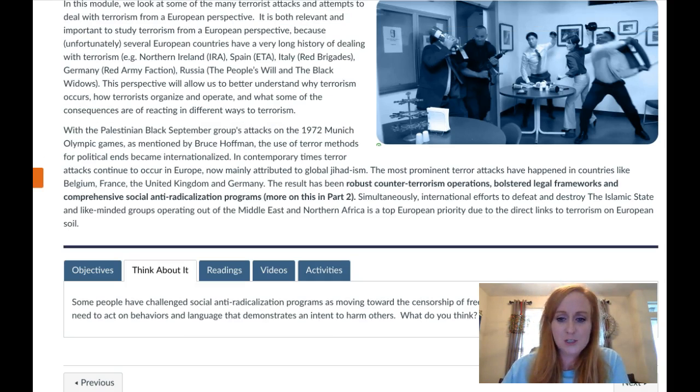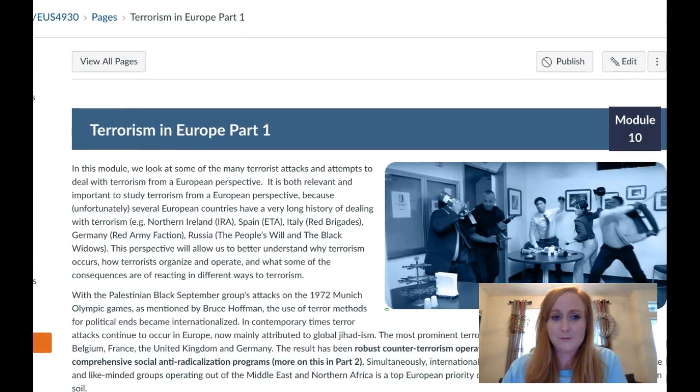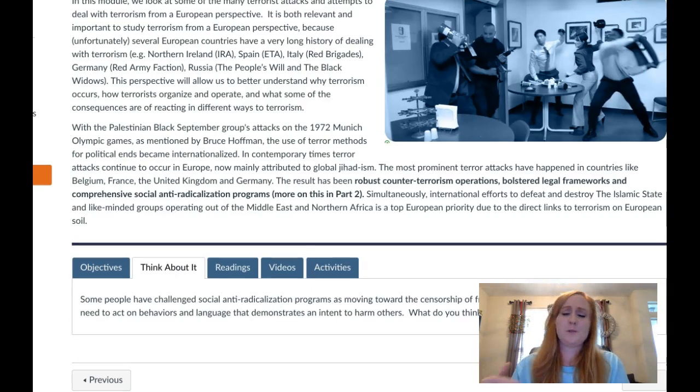So for our Think About It question, some people have challenged social anti-radicalization programs as moving toward the censorship of free speech and freedom to assemble, while others say that no, this is reacting toward extremist behavior and when people are demonstrating an intent to harm others. So you have a lot of tension with privacy, with security, and the tension is even more emboldened in Europe. If you've never been to Europe, you know privacy is an entirely different matter in Europe than it is in the United States. It's much stronger, and people fight for it much harder. And I got that experience firsthand when I was in Europe as well.